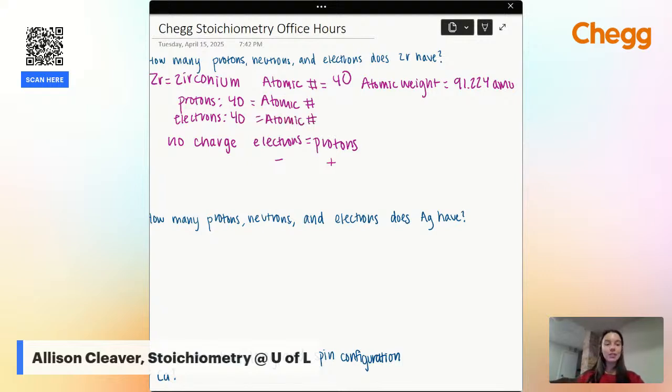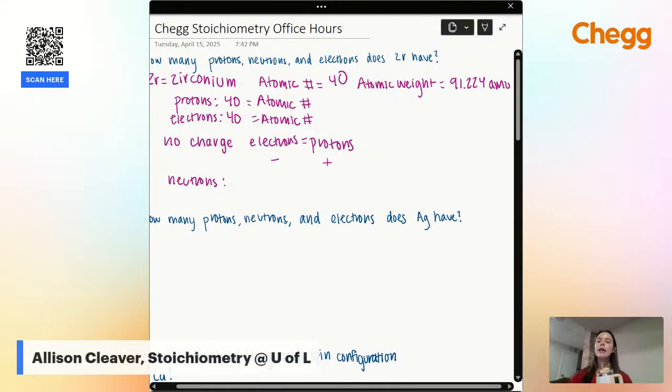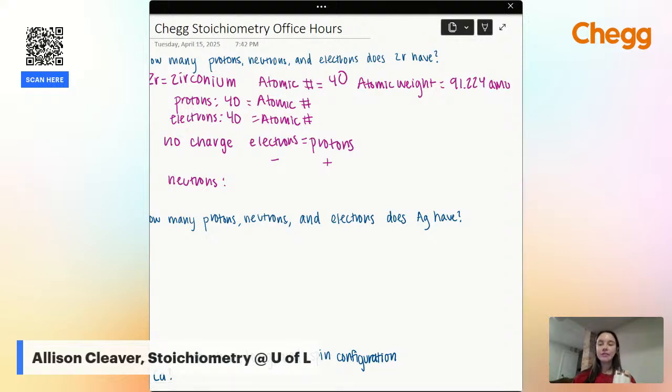All right, now we want to move on to neutrons. Neutrons are a little bit more confusing than protons and electrons for neutral elements, but I think we can get it. I'm going to give y'all 10 seconds: how many neutrons are in zirconium? If the atomic weight is 91.224 and the atomic number is 40, both of those numbers are important information for finding the number of neutrons. Got 10 seconds. How many neutrons are in zirconium? All right, 3, 2, 1.